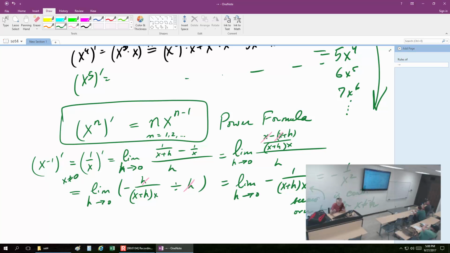So the last step is to realize that we're looking at a power function. What is it equal to? Negative x to the power negative 2, that is, negative 1 over x squared.